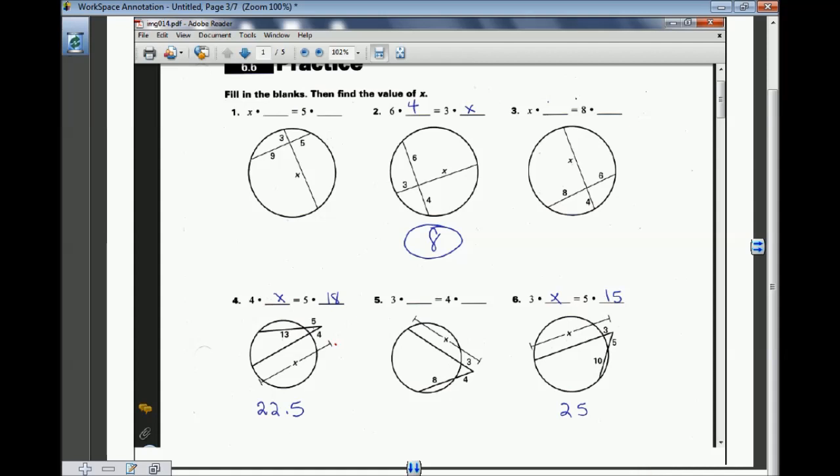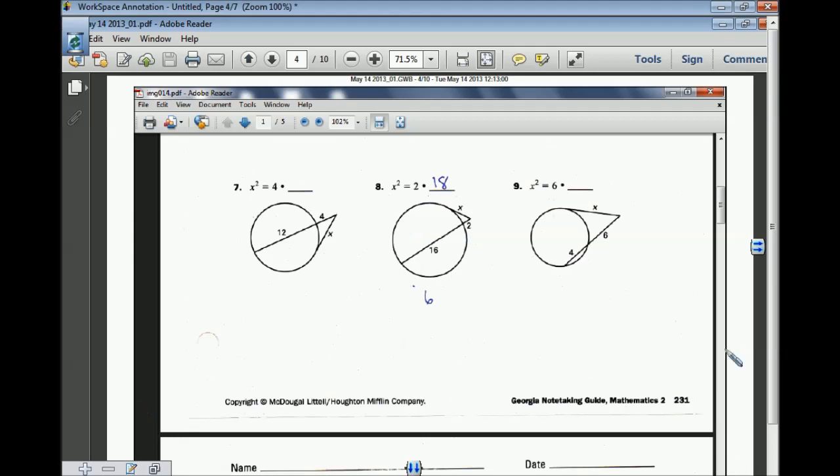All right, are we ready to roll? Okay, let's take a look at the next few. Number 8, outside times whole, x squared is equal to outside times whole. Well, the whole is 16 plus 2, or 18. And so here we get x squared equals 36, so x is just the positive 6.